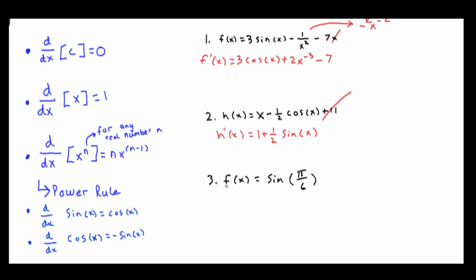And this last one down here, we have a sine function where it's just pi over 6, but if you look inside our parentheses, we have no x variable whatsoever. So what that tells us is that this is a constant. So f prime of x is just going to be equal to 0.